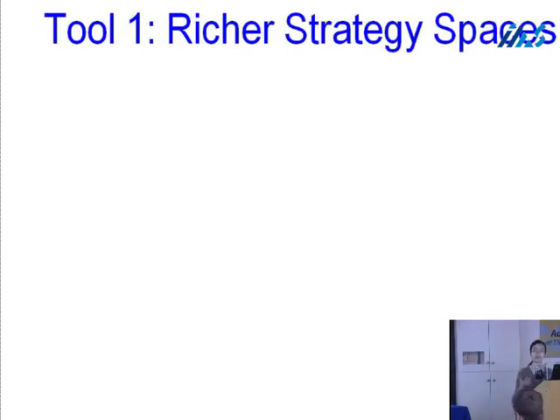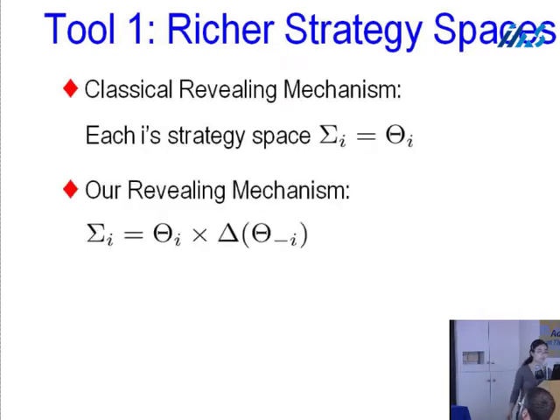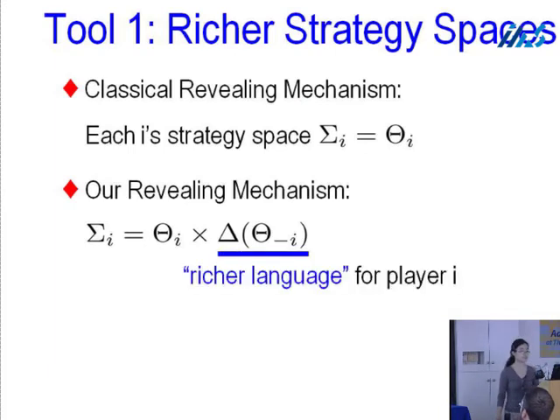The first is we design mechanisms which have richer strategy spaces. What do we mean by this? Consider some classical direct revelation mechanism, where the strategy space for player i, denoted by sigma_i, is designed to be the player's valuation space, capital Theta_i. The player has nothing to do but reveal a valuation. But in our direct revelation mechanism, we design the player's strategy space to have two components. One is his valuation space, and the other is the distribution space of the other players' valuations. The first one is his knowledge about himself. The second one reflects his knowledge about the others. So you can interpret it as providing a richer language for player i to express himself.